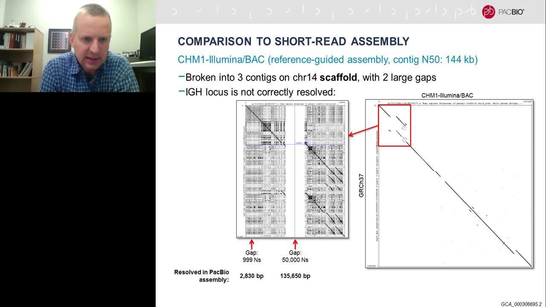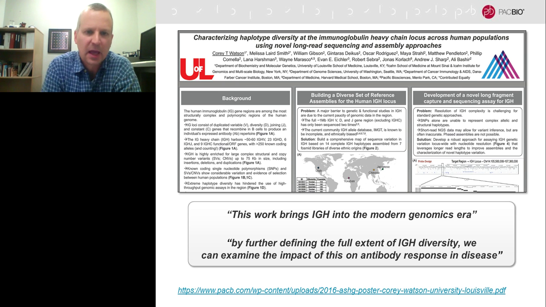And you can see that the estimations of the gap sizes in many cases are off by a large degree. So this first Illumina 999 N gap was in fact 2,830 bases in size, and even more discrepant, the 50,000 base N gap was in fact occupied by 135,650 bases. So you get all the information with PacBio sequencing.